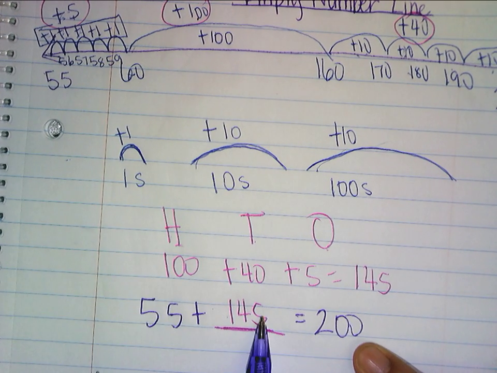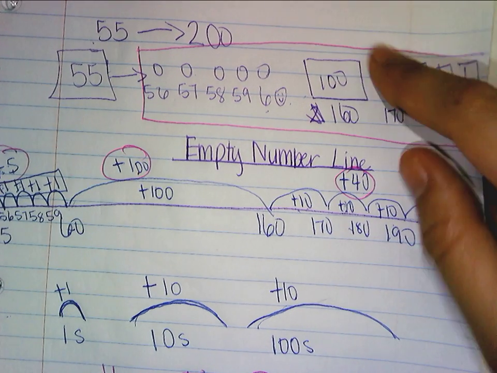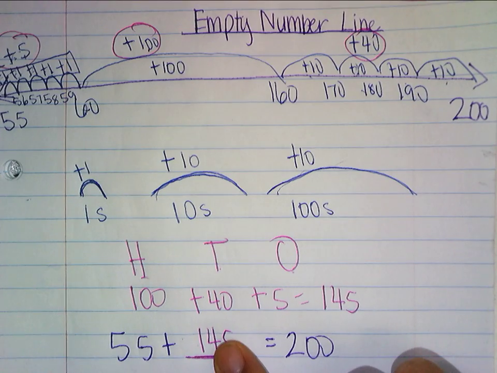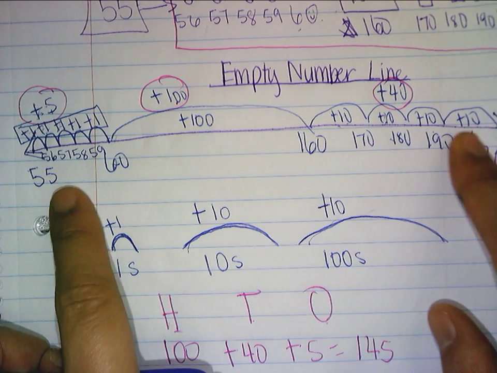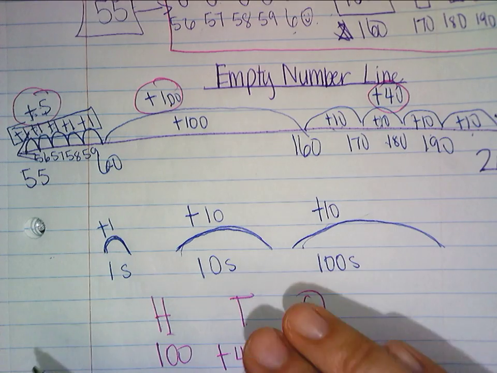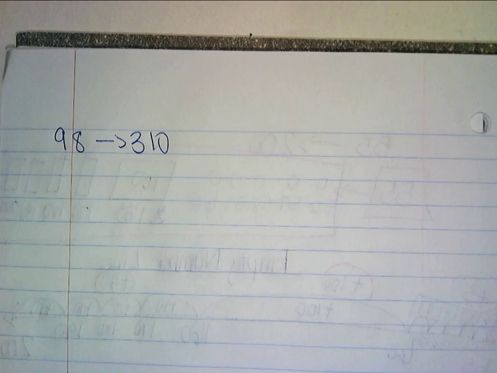Okay, so this is the missing part. Just like before, instead of using a quick sketch, you're finding the missing part, which is that blank part right there in that equation. You're using an empty number line instead and making those small, medium, big jumps. Okay? All right, let me show you again one more time. Let's say you're going to go from the number 98 to 310.